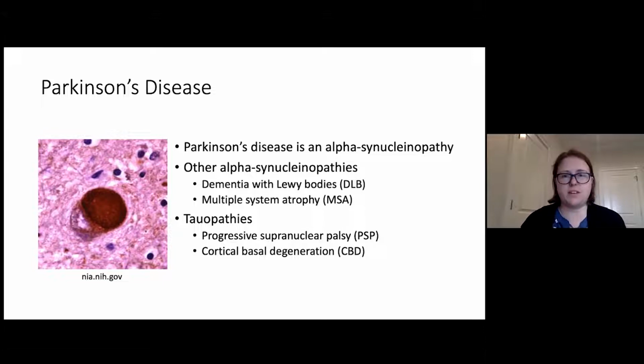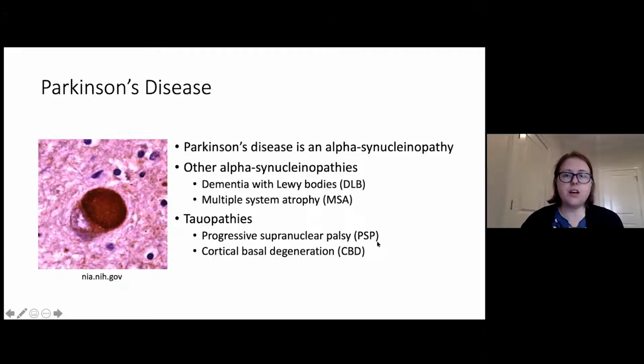So I just wanted to mention it. It's an alpha-synucleinopathy, meaning that the pathology is misfolded alpha-synuclein that forms these structures called Lewy bodies. There are two other alpha-synucleinopathies that also cause Parkinsonism. Those are dementia with Lewy bodies and multiple system atrophy.